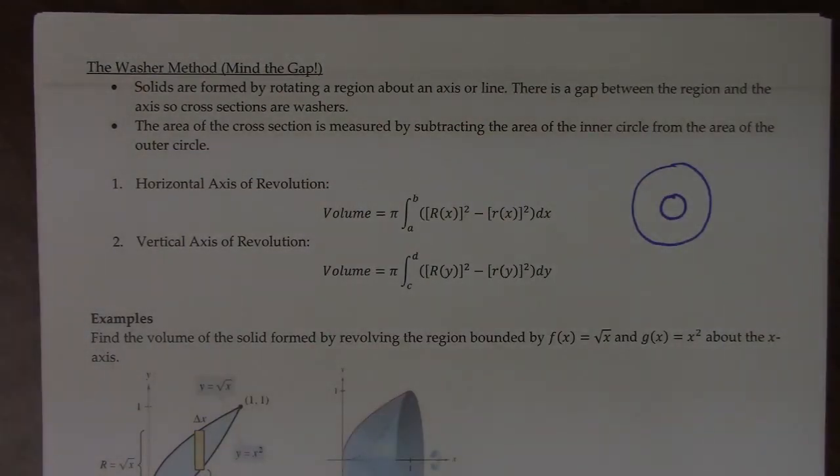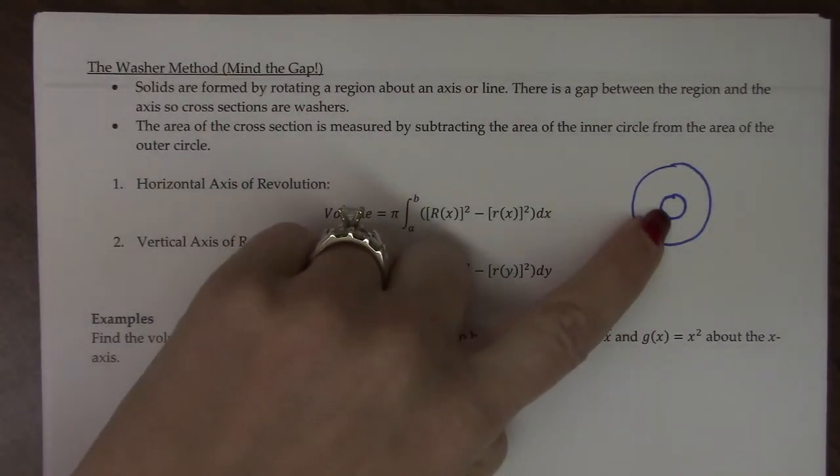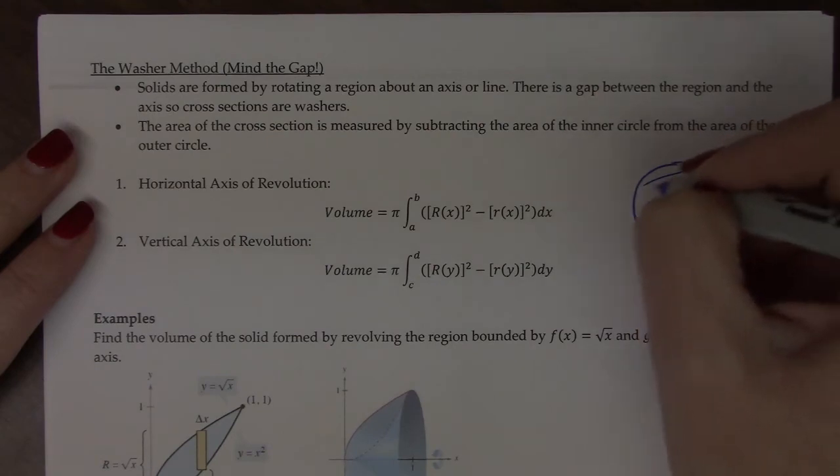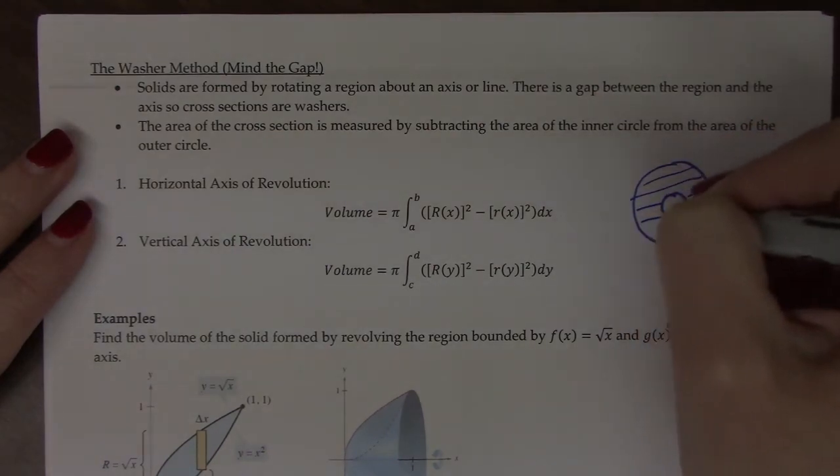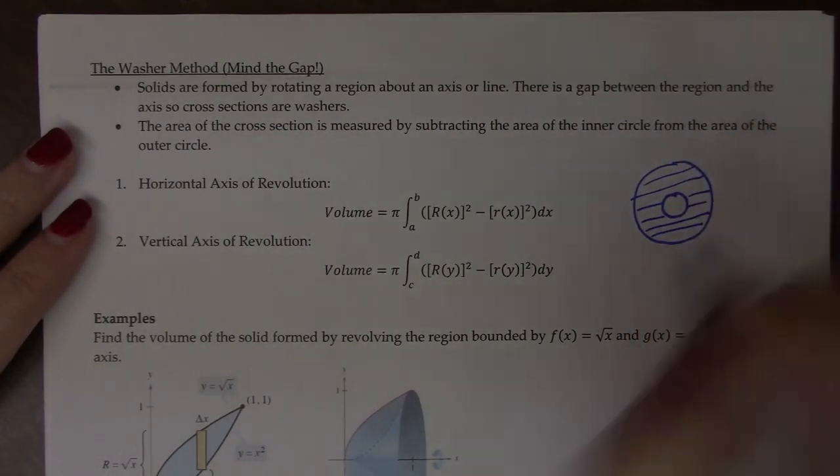So what do we do when the region we're rotating has a gap between the region and the axis of rotation? Well, if there's a gap when you spin it around, that gap is going to create this inner hole, and the cross sections are actually going to look like this. They kind of look like donuts.